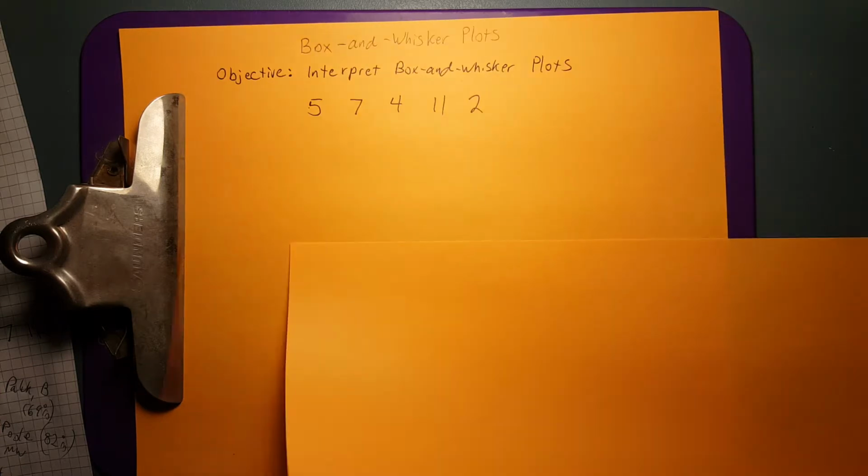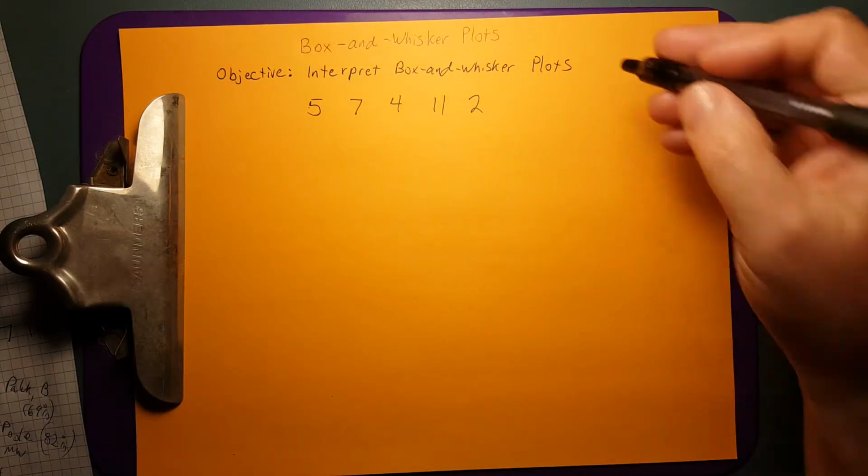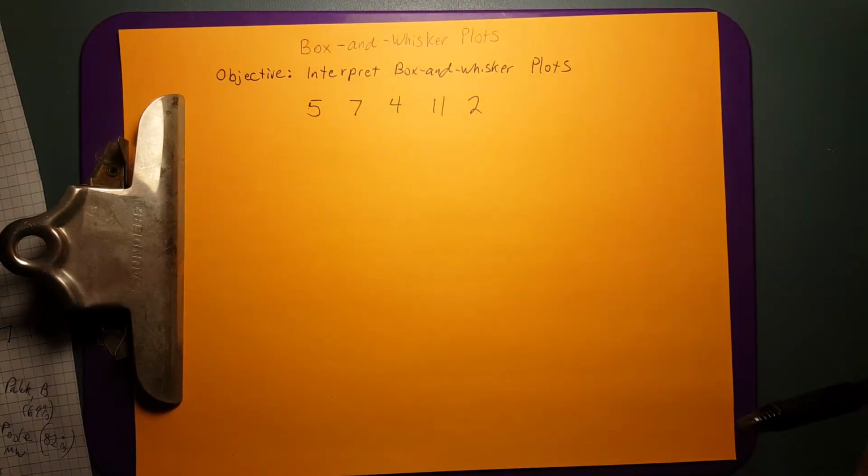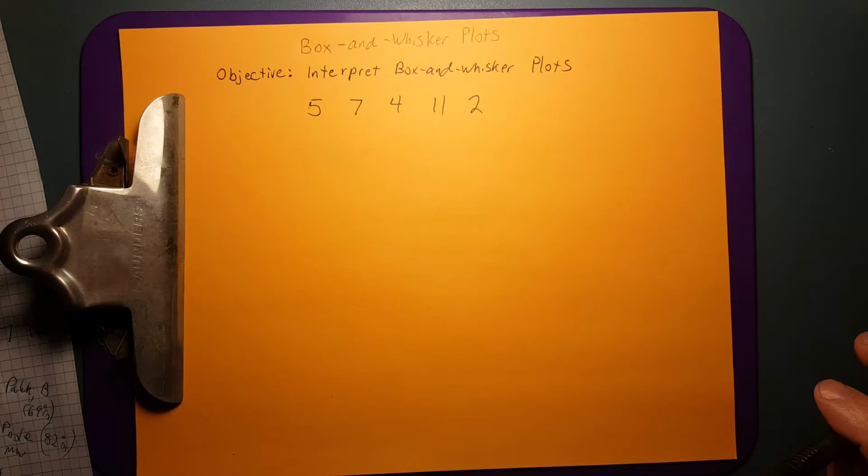Okay, so we're going to use some of the skills we learned last week on finding interquartile range today to interpret box and whisker plots. So our objective for today is to interpret box and whisker plots. Alright, so let's show you what a box and whisker plot is.